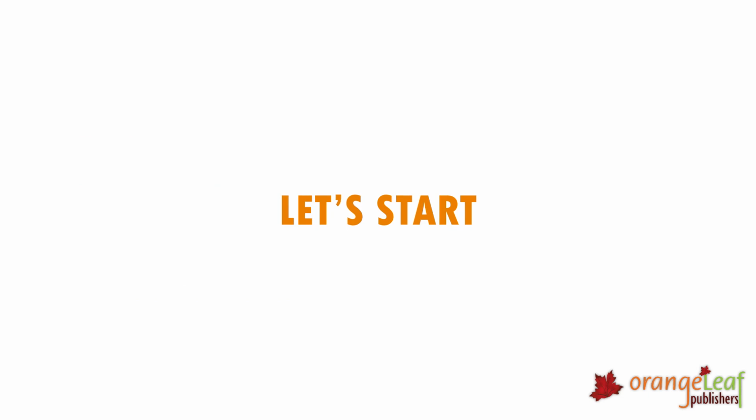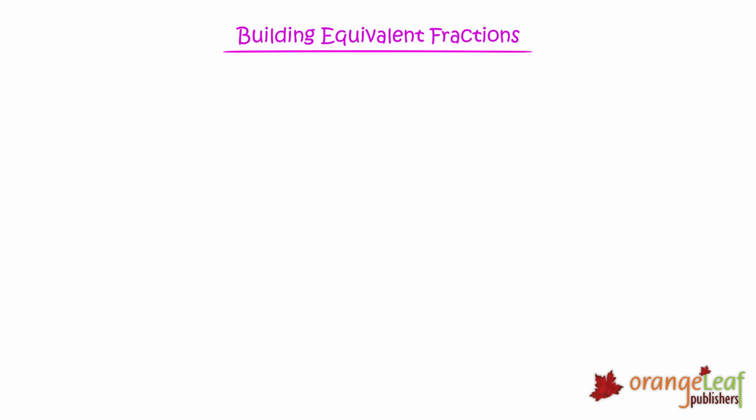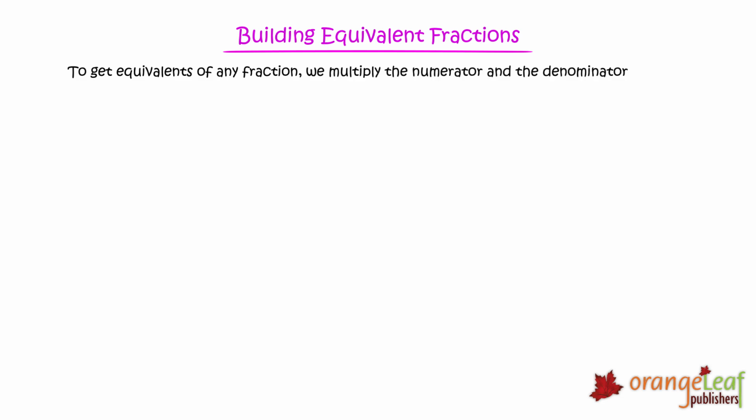Let us start. Building equivalent fractions. To get equivalence of any fraction, we multiply the numerator and the denominator by a common number other than 0 or 1. For example, 1 by 2 into 2 by 2 is equal to 2 by 4.